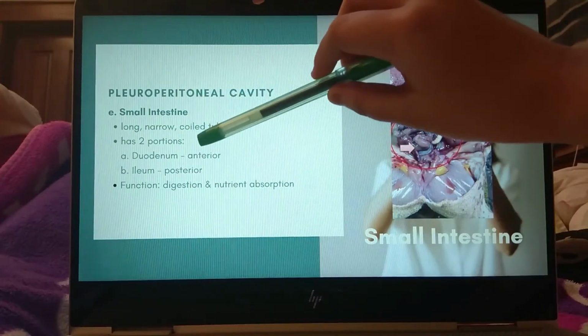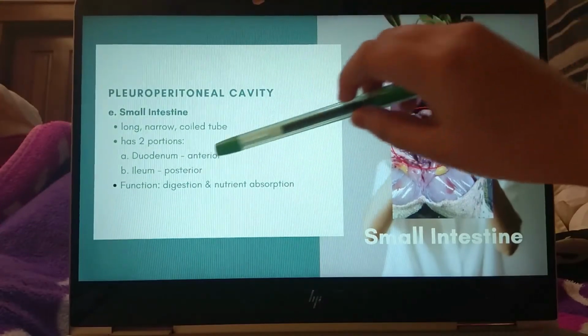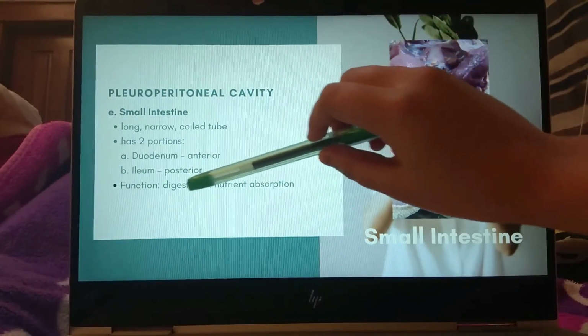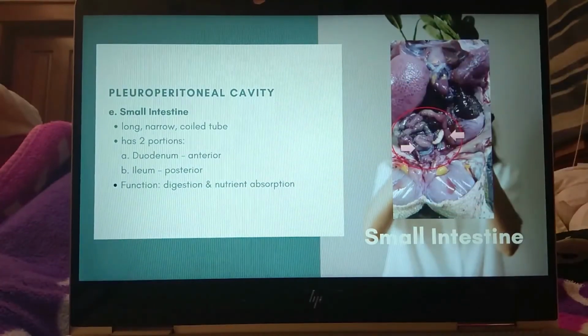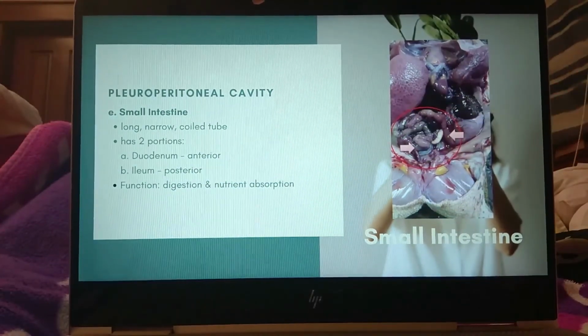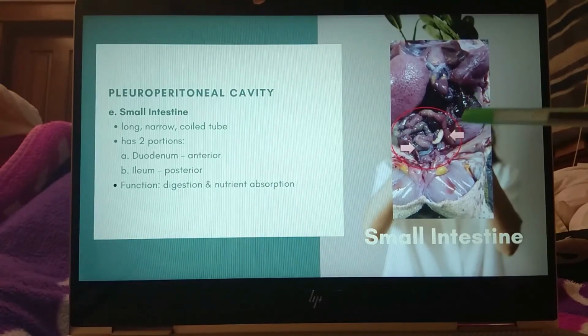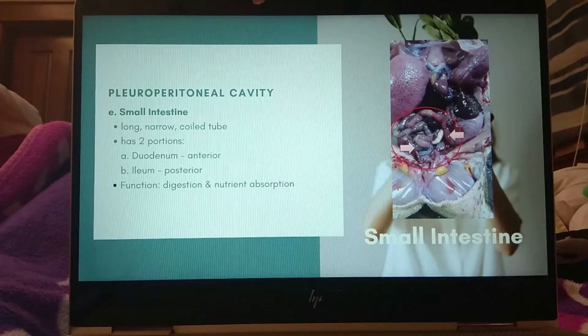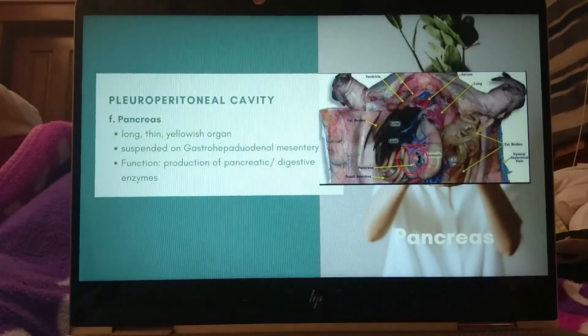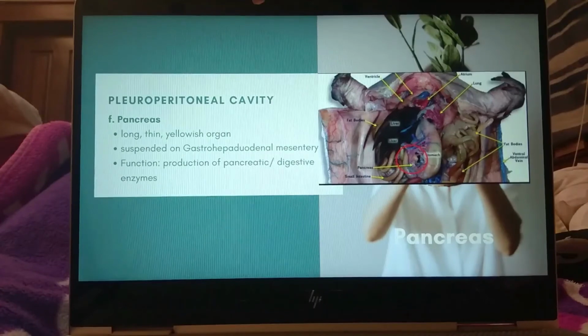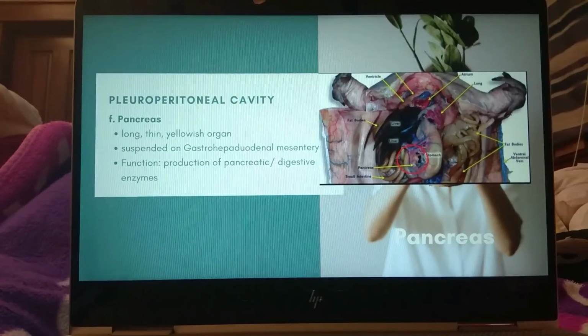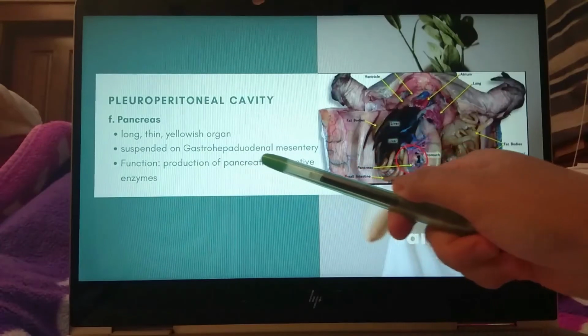They have two portions, the duodenum and the ileum. The duodenum is the anterior portion, and the ileum is the posterior portion. The small intestines here have the anterior and the posterior portion. The small intestines function in the digestion and absorption of nutrients. Next, following the small intestines, we have the pancreas, again a long, thin, irregular, yellowish organ, which is suspended on the lesser omentum or the gastrohepaduodenal mesentery.